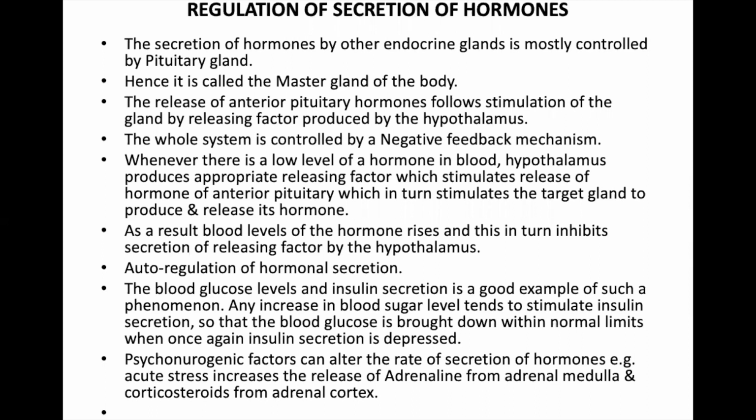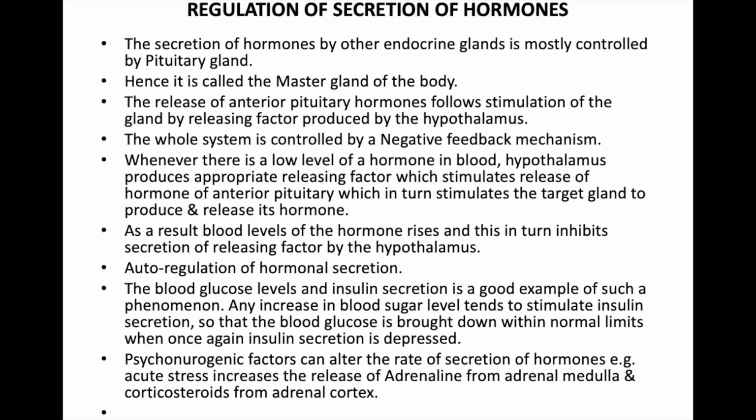So when will the anterior pituitary gland release a stimulating hormone? Only when it has been stimulated by the releasing factor from the hypothalamus. So the hypothalamus has to release a releasing factor to the anterior pituitary, and therefore the anterior pituitary will be stimulated to release a stimulating hormone.